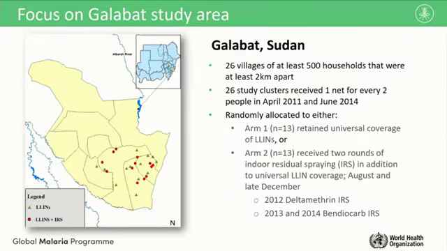Just to focus on the area where we had the switch from deltamethrin to bendiocarb IRS, Galabat in Sudan, we had 26 villages within this area. They were randomized to one of two arms, LLINs with universal coverage or LLINs plus indoor residual spraying. We'll talk about data from 2012 when deltamethrin was used, and compare that to 2013 and 2014 when bendiocarb was the active ingredient of choice.